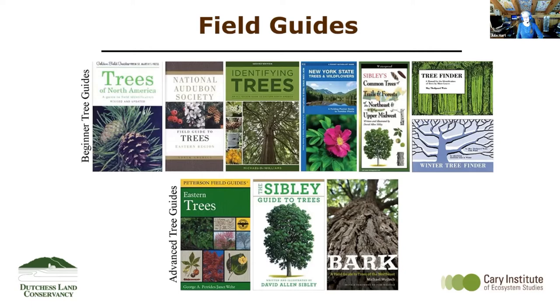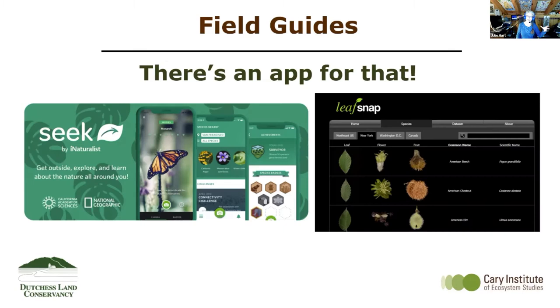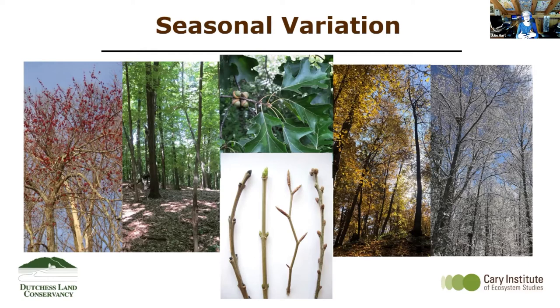Another thing I would suggest is getting yourself a good pair of binoculars, because being able to see the upper branches and the leaves of the tree is a good way to practice your identification skills. So don't go anywhere without your binoculars. And of course, there are apps for this. Seek by iNaturalist and Leaf Snap are two apps you can download on your phone that will help you out with tree identification. This is one way you can think of broadening your perspective. If you really want to know a tree, you have to know it in all of its seasons.